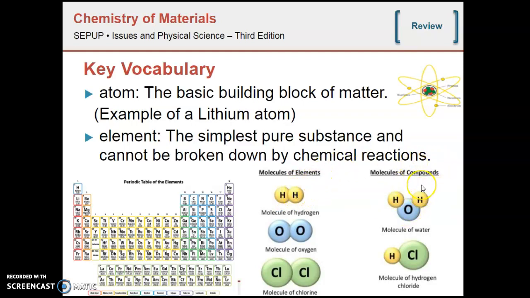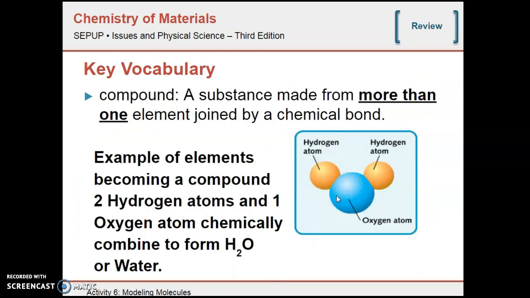Elements make up compounds. So you'll see in this particular model how we have 2 hydrogen atoms bonded with 1 oxygen atom. So just like we have compound words where 2 words put together make a compound, here we have 2 elements put together make up a compound, and they have to be different kinds of atoms to be a compound. So as the definition says, a compound is a substance made up of more than 1 element joined by a chemical bond.